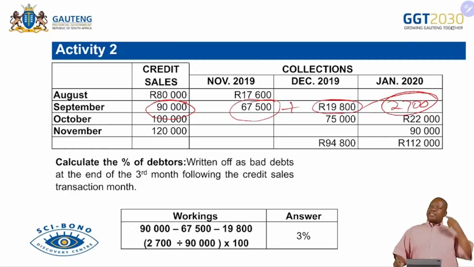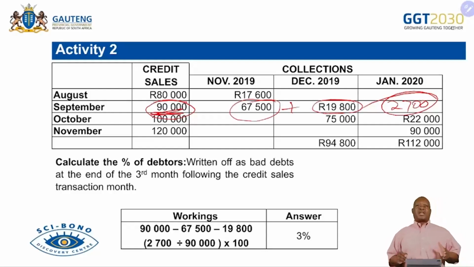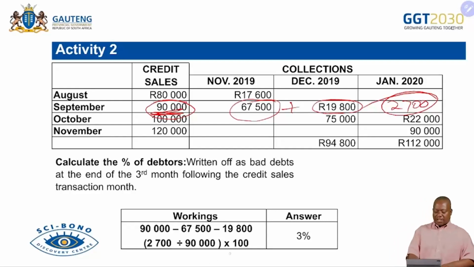So to find now the percentage of bad debts, it's going to be 2,700 divided by the 90,000, which is the total of our debtors for that month. And then you multiply by 100 to make it a percentage. And you can see the answer is 3%.